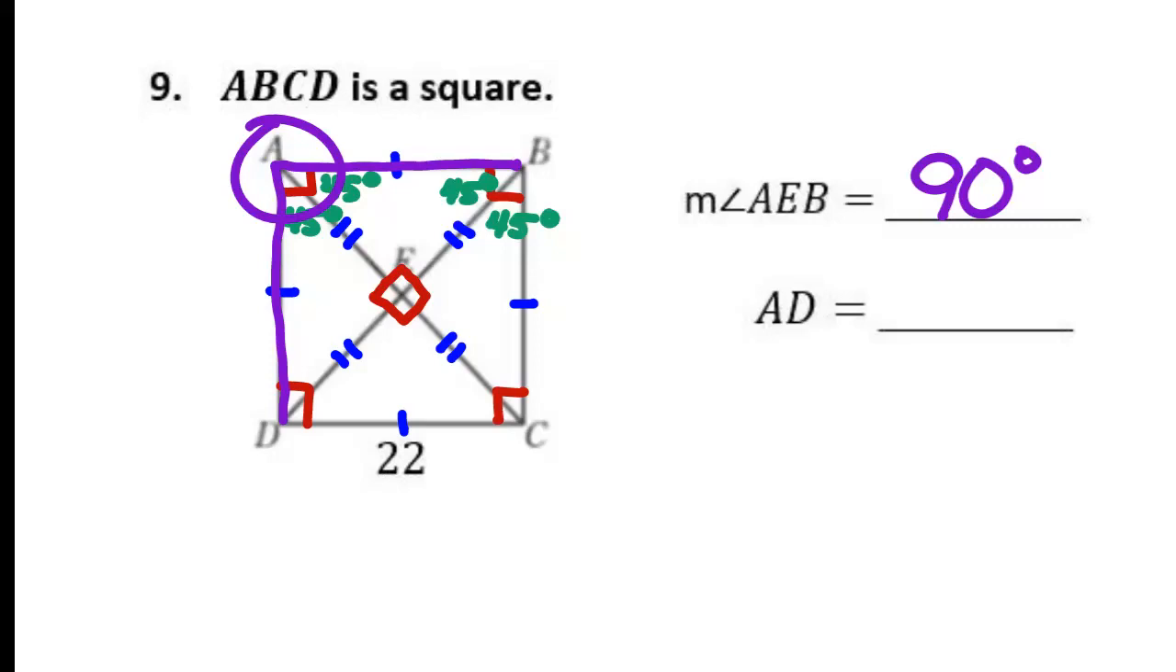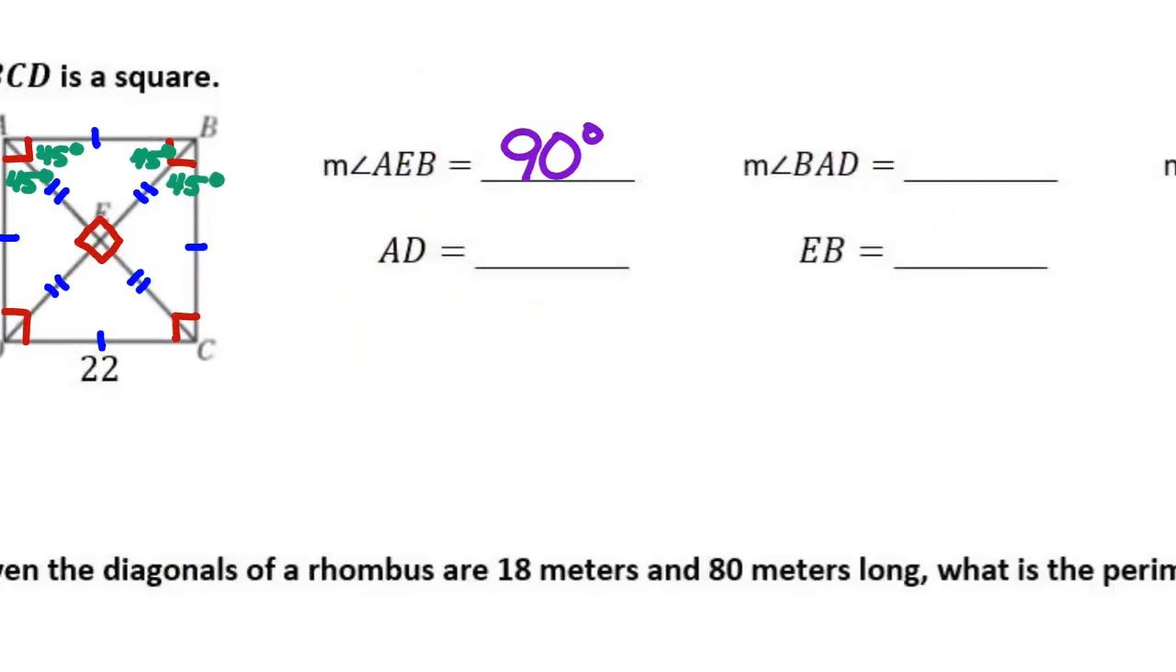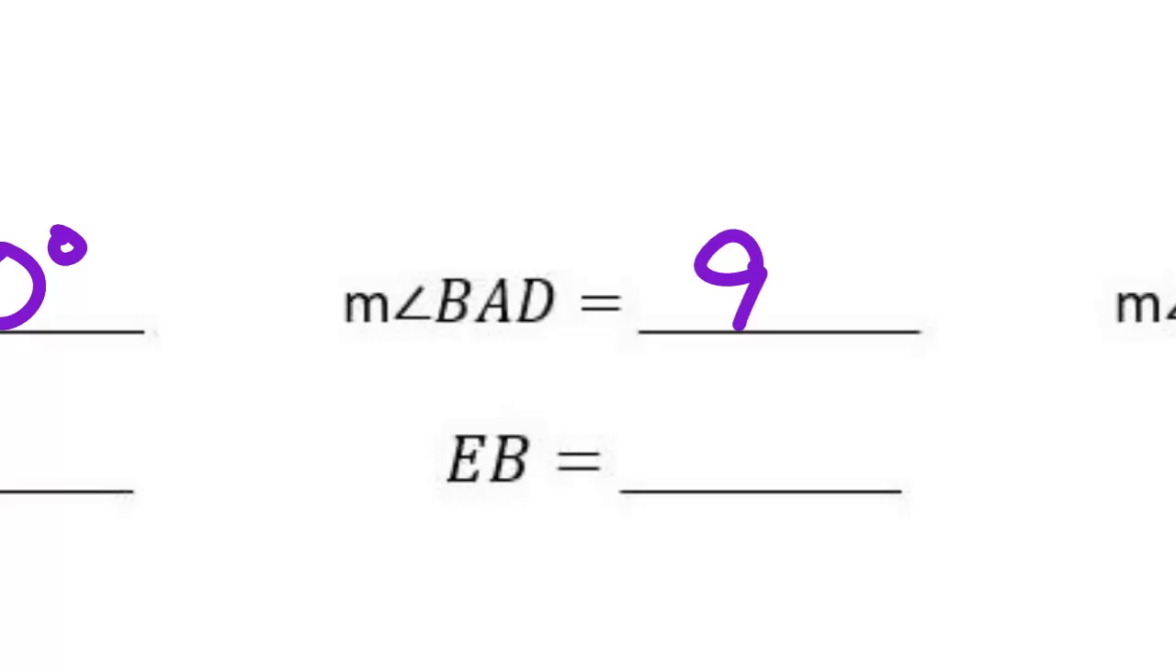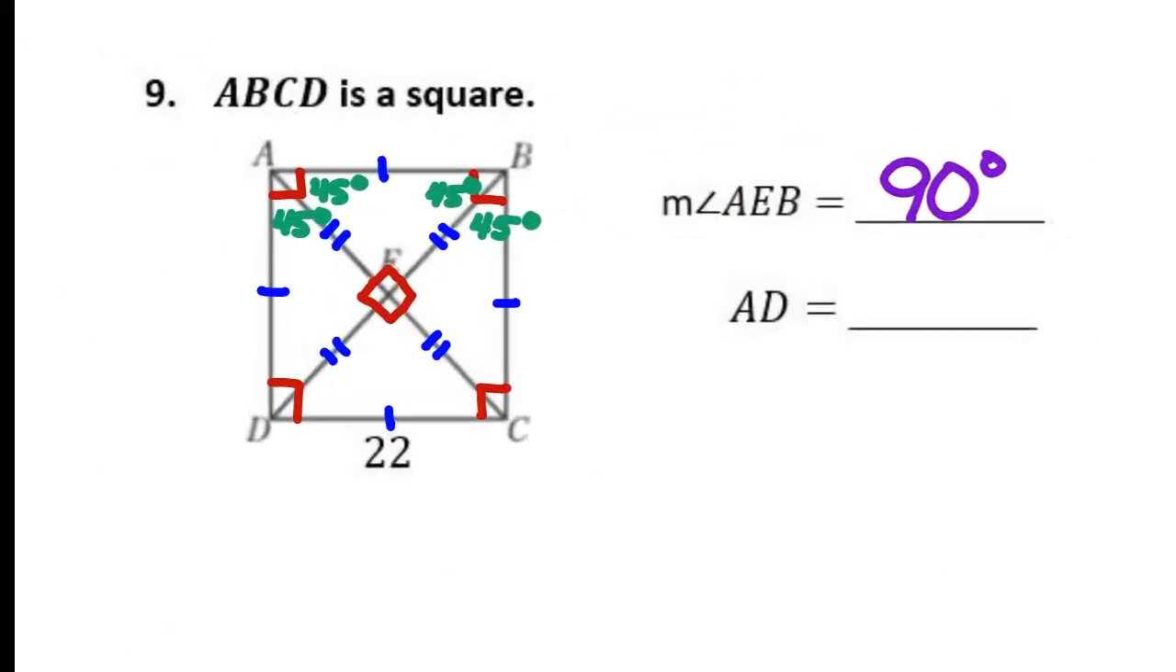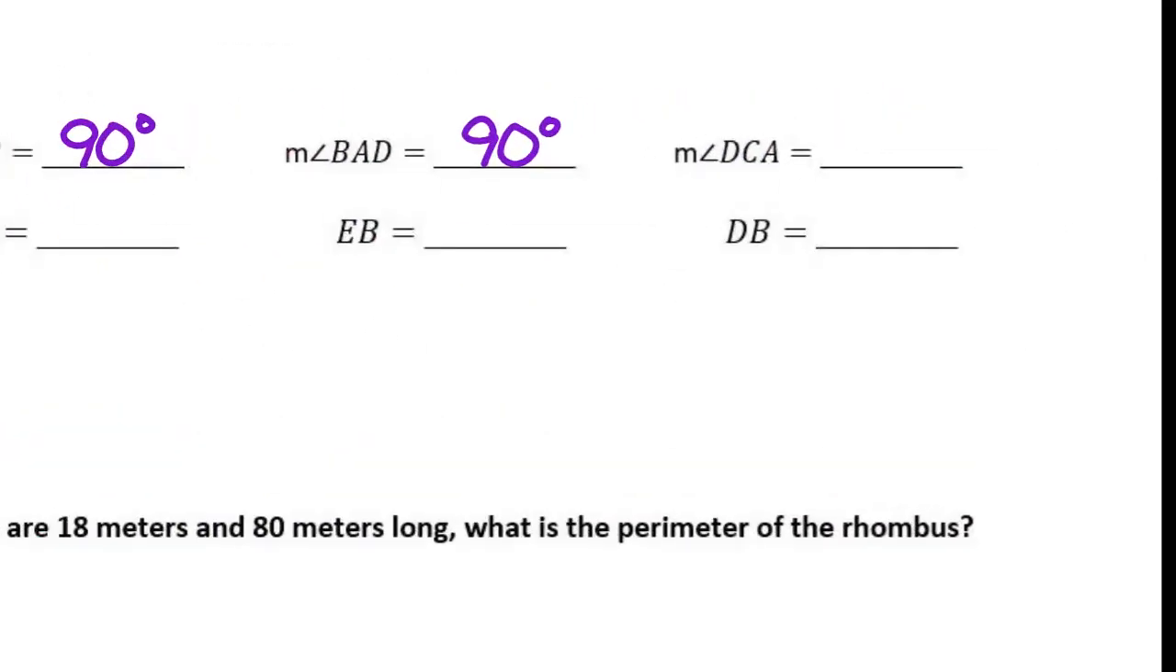No. 90 degrees again. The corners of the square are 90 degrees, and where the diagonals cross is also 90 degrees. All right, what about angle DCA? This angle right down here. How big is that angle? 45 degrees.